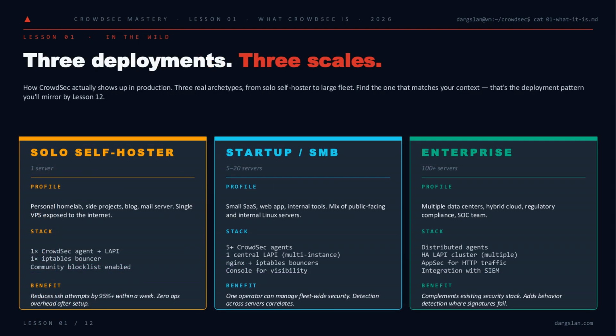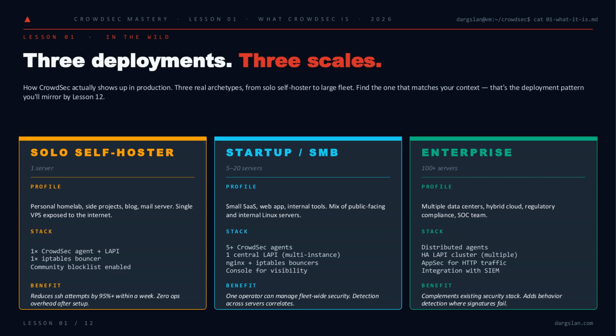So where does all this actually land in the real world? 3 archetypes. The solo self-hoster runs one VPS, one agent with its local API, one iptables bouncer, and the community block list, and watches SSH attempts collapse by 95% inside a week.